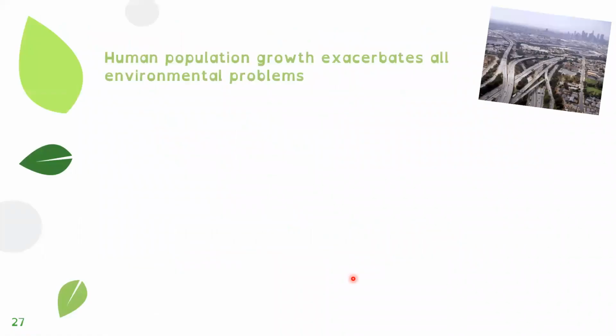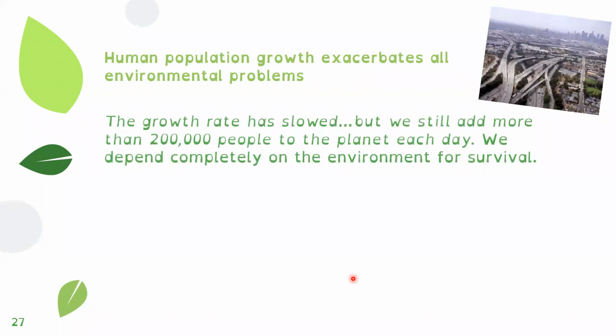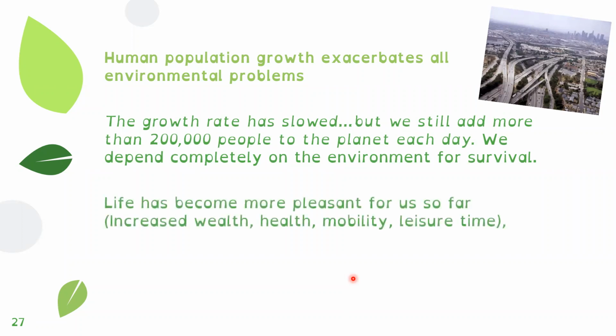So human population growth exacerbates all of our environmental problems. So because we have more and more people, that makes things more and more challenging. So we aren't growing as fast as we used to be, but we still add more than 200,000 people to the planet each day. So we depend completely on our environment for survival. Our environment means whether or not we are going to be successful or fail as a species. And if we just keep using up our resources, we're in big trouble.